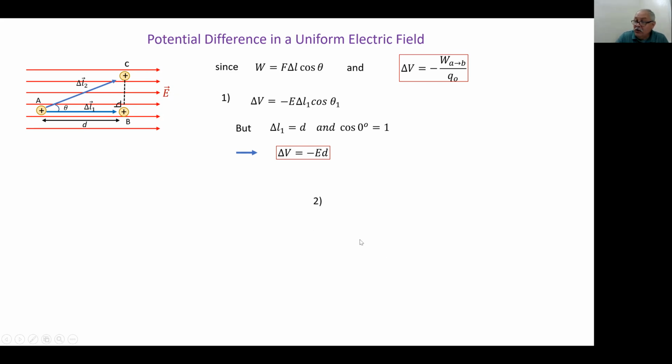Perfect. Or along the electric field. Okay, great. Part two. One more time, we define the voltage, or potential difference, equals negative the electric field, which is constant, times delta L2. Now let's take the second path to point C, with the angle theta.